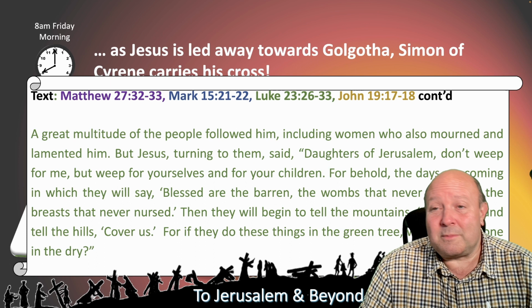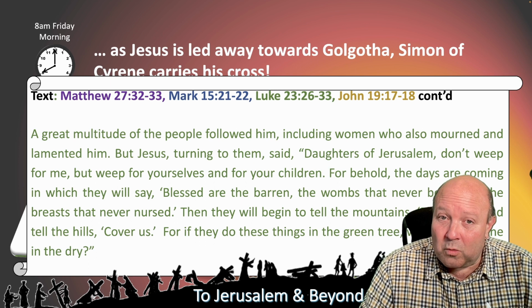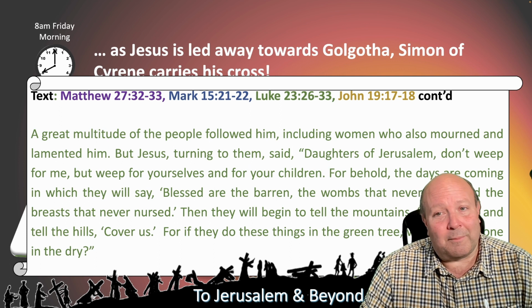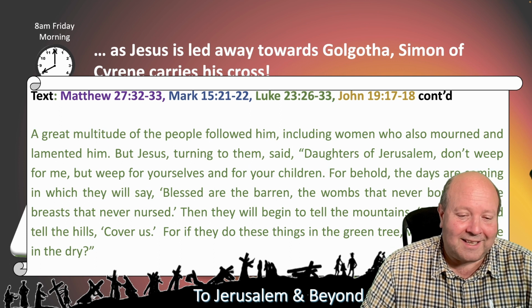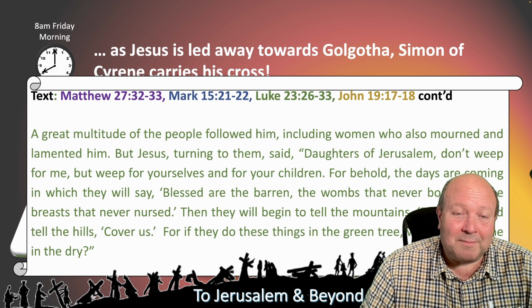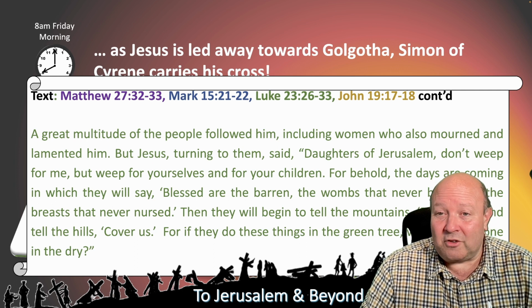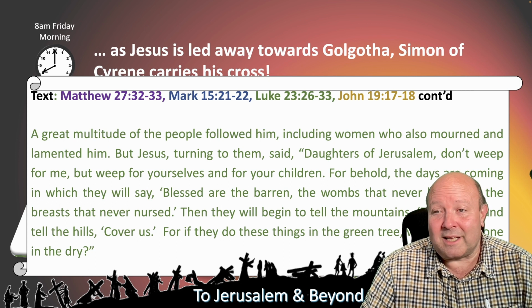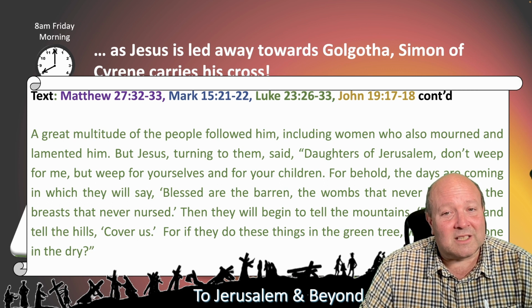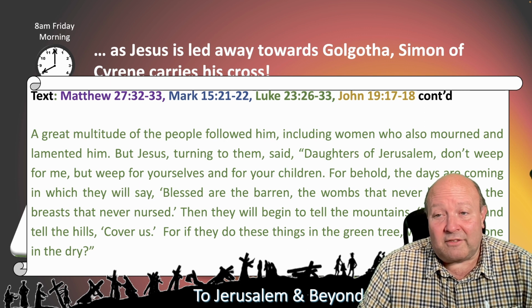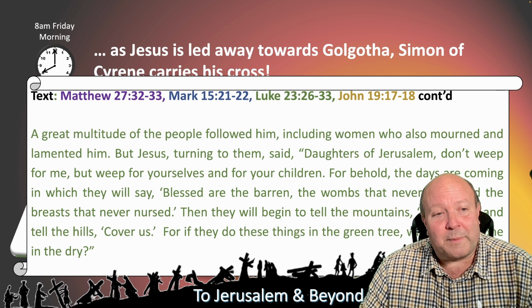So he refers to them as daughters of Jerusalem. So it's probably not just the Galilean women here. There are others. It's even possible, as we've just talked about, that Simon of Cyrene's wife is there. "But weep for your children. For behold, the days are coming in which they will say, 'Blessed are the barren and the wombs that never bore us, the breasts that never nursed.' And then they will begin to tell the mountains, 'Fall on us,' and the hills, 'Cover us.' For if they do these things in the green tree, what will be done in the dry?"